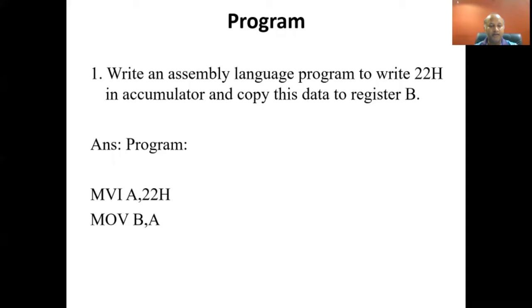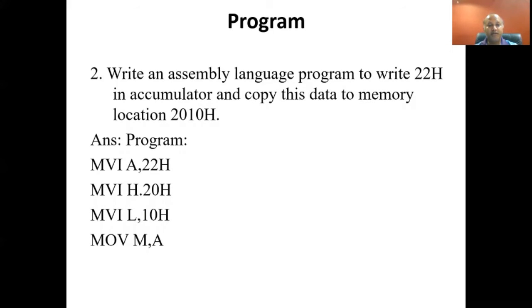By the first line MVI A, 22H, the 8-bit data 22H gets copied to the accumulator. And by the next instruction MOV B, A, the data stored in the accumulator gets copied to register B. That means after the execution of the first instruction, A has the value 22H, which gets copied to register B after the execution of the second instruction. Finally, both the registers A and B have the values 22H.